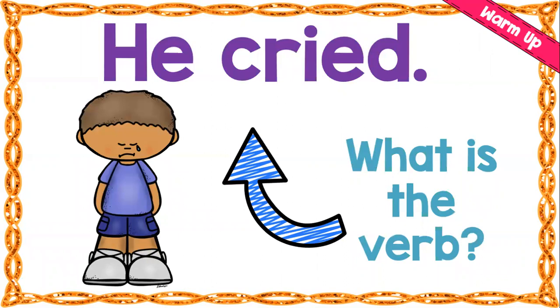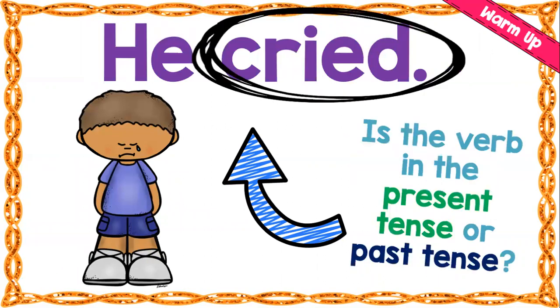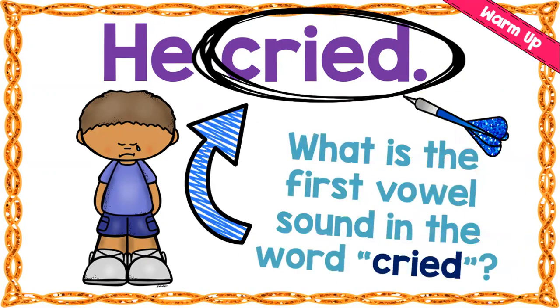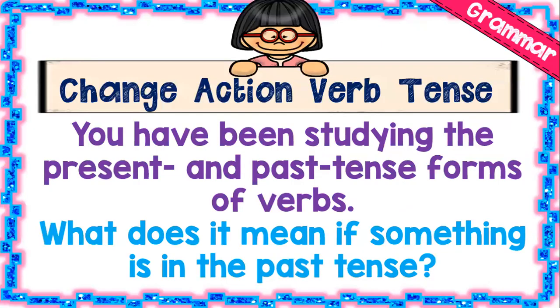He cried. What's your verb? Cried. Past or present? It's past, isn't it? Because you've got that ED. We don't even need to really think about that one because it's already got that big clue. And what's your first vowel sound in cried? I.